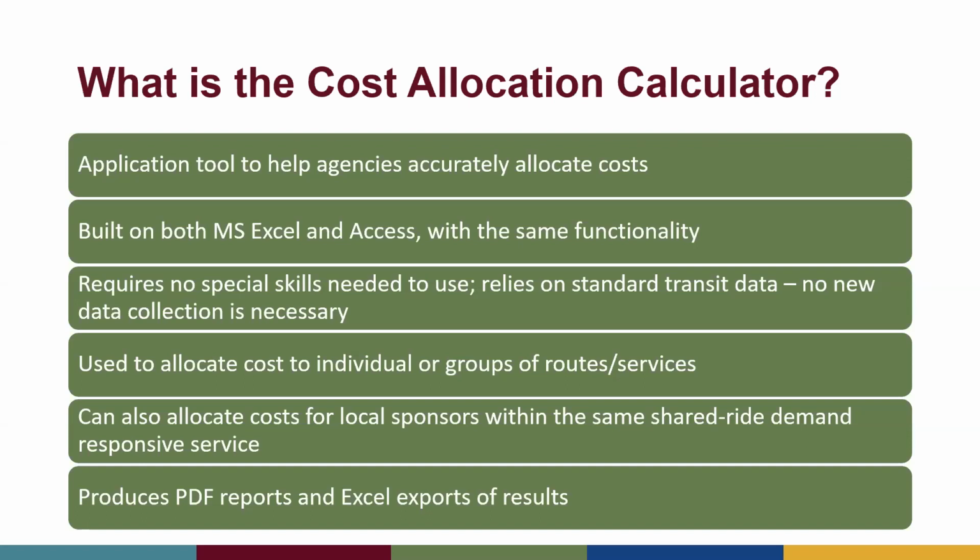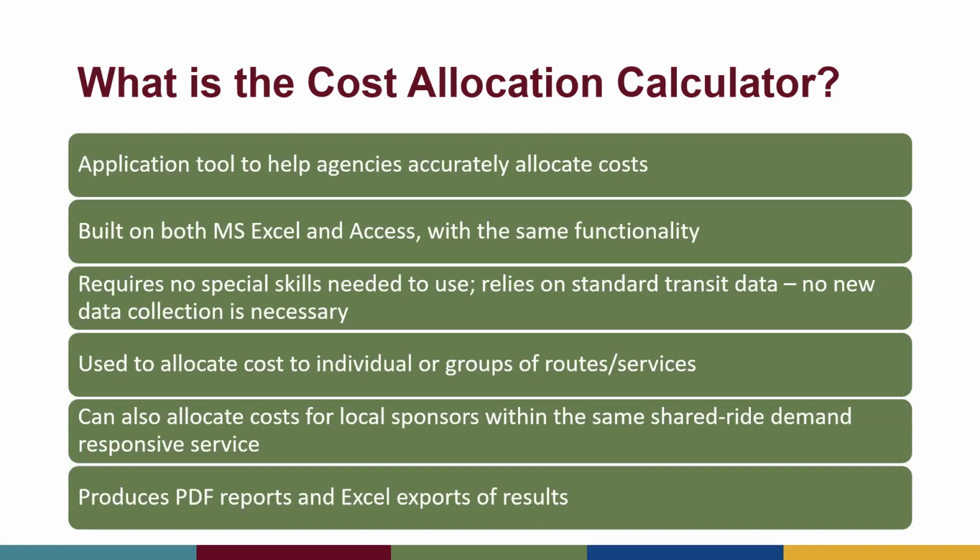So the calculator can help you allocate costs to individual routes and services. It does the calculations automatically with your data inputs, and it also can help determine the subtotals of costs for different groups of routes or services. So say if you have some routes that operate in an urbanized area or a specific county, and then you have other routes that operate in other places, it generates those subtotals as well.